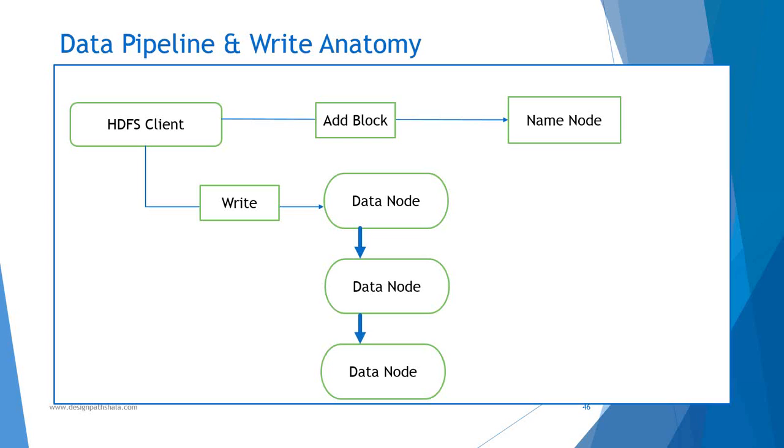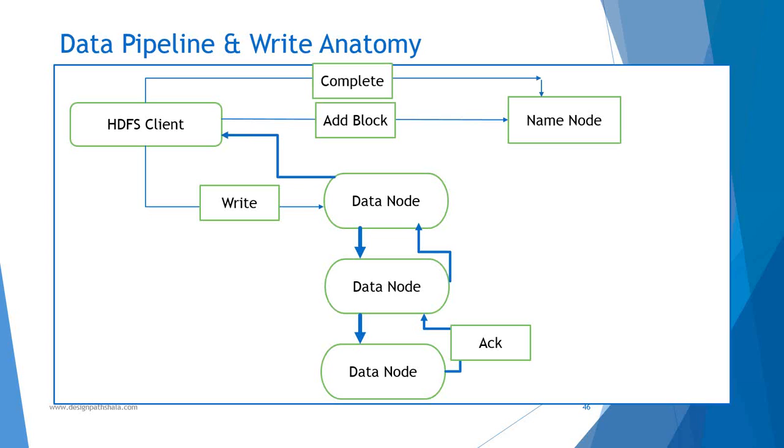The second data node will copy the data to the third data node. The third data node will send an acknowledgement to the second data node, the second data node will send an acknowledgement to the first data node, and the first data node will send an acknowledgement to your client. The client will then send a complete signal to the name node. This is the way the name node gets to know that data has been written completely.